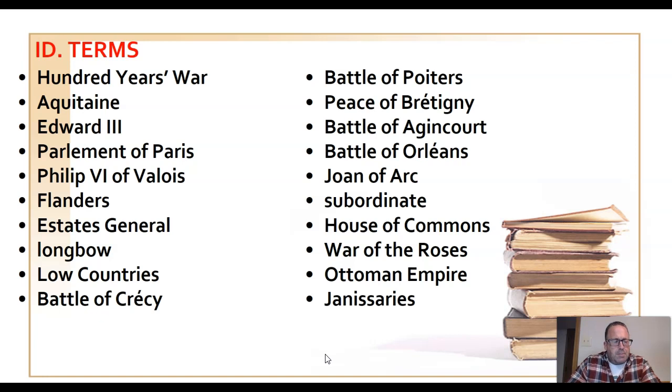Here are some of the terms that we will be encountering: 100 Years' War, Aquitaine, Edward III, Parliament of Paris. Holy cow, there's a lot of terms. All right, we're going to do our best.